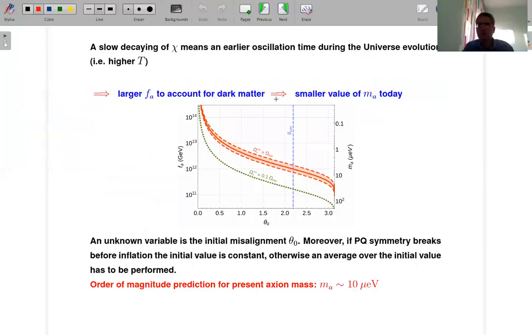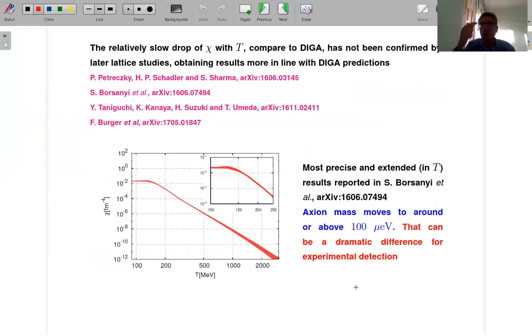So using our data, we predicted a value of the axion mass which was 10 microelectron volt. Now, in a later lattice study from different groups, but in particular from the Wuppertal-Budapest group, they obtained quite different results. They obtained a topological susceptibility decreasing as a power law, in agreement with the prediction of the dilute instanton gas approximation, and that changes, not dramatically, but it changes the value of the axion mass by one order of magnitude, more or less. It goes to 100 microelectron volt.